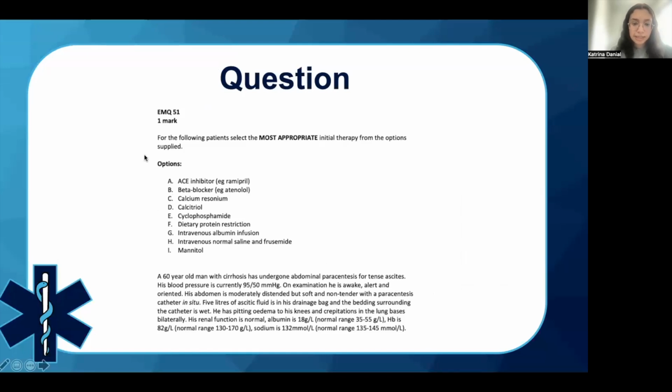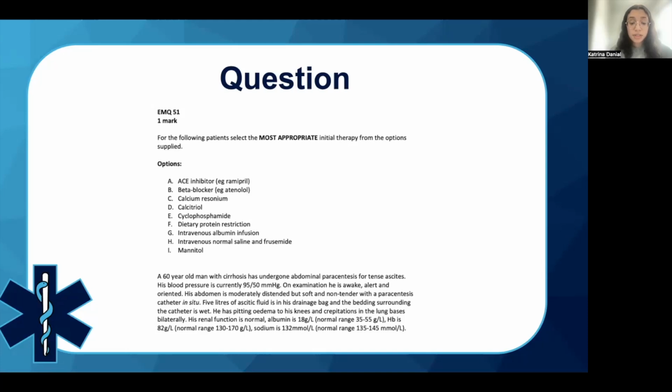For the following patient, select the most appropriate initial therapy. A 60-year-old man with cirrhosis has undergone abdominal paracentesis for tense ascites. So that means an ascitic tap. He's had ascites in his belly and they've drained all that fluid out. His blood pressure is currently 95/50. On examination, he is awake, alert, and oriented. His abdomen is moderately distended, but soft and non-tender with a paracentesis catheter in situ. 5 liters of ascitic fluid in his drainage bag, and the bedding surrounding his catheter is wet. So quite a lot of fluid.